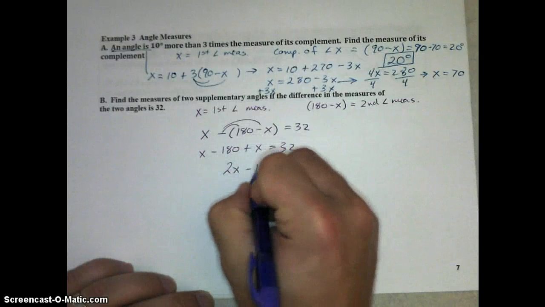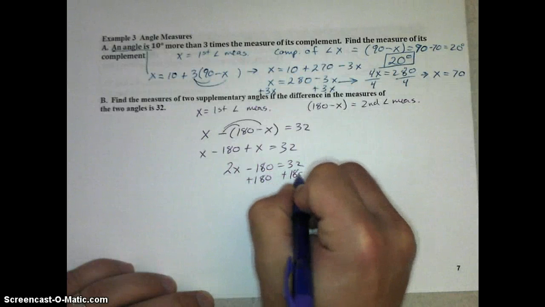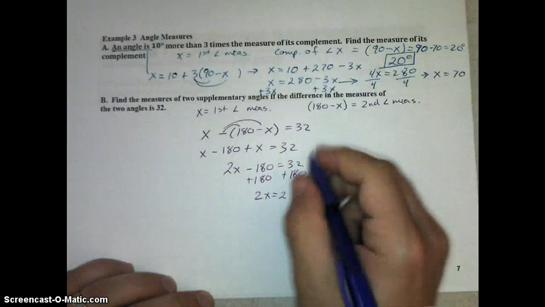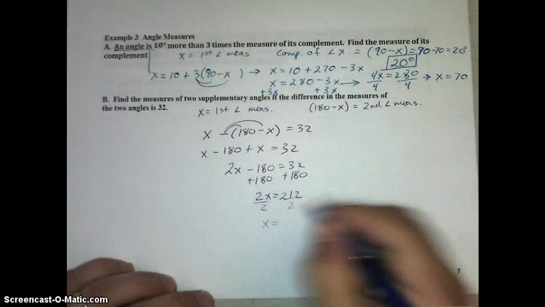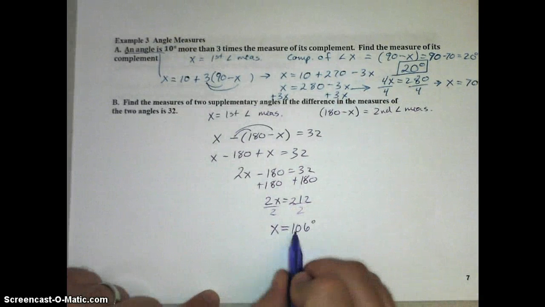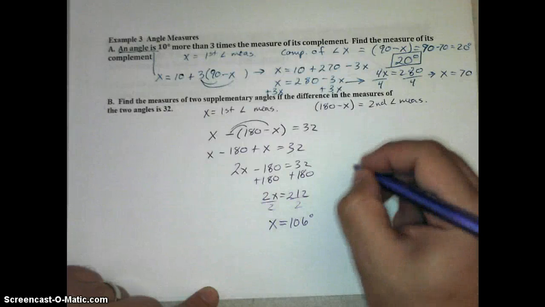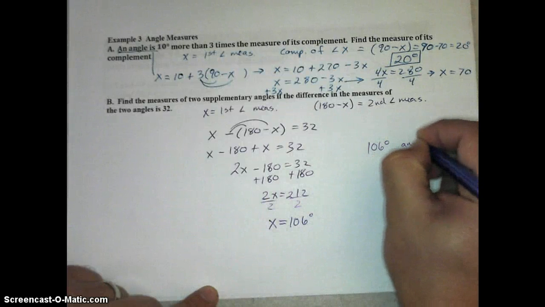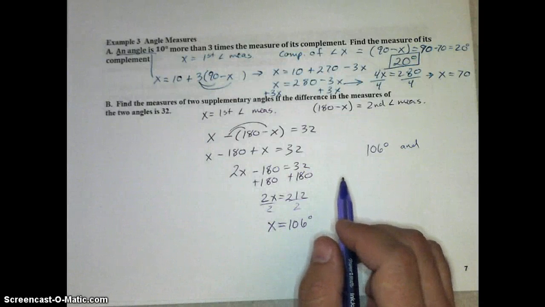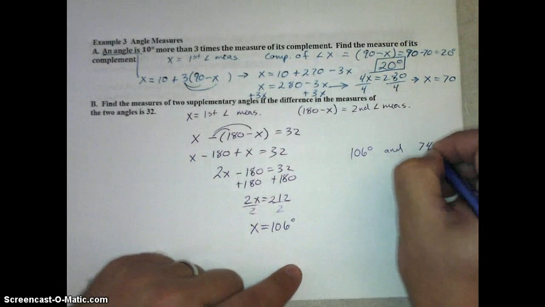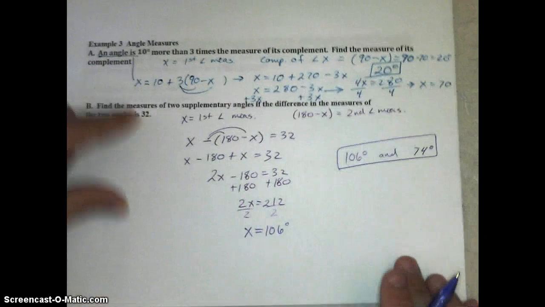Both x's become 2x. And if I add 180 to both sides, I get 2x is 212. And divide by 2, and that's going to give me one of those angle measures. x is 106 degrees. That's the first angle measure. And they want both of the angle measures, so I'm going to have 106 degrees. And then if I take 180 minus 106, I get 74 as my supplement. And if you were to subtract 106 minus 74, we do get a difference of 32.